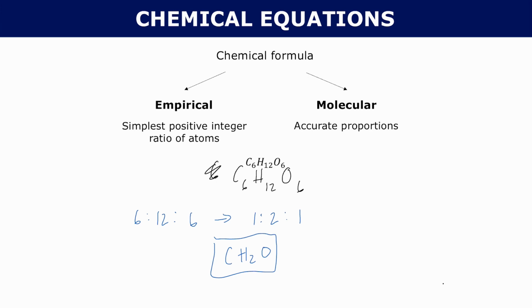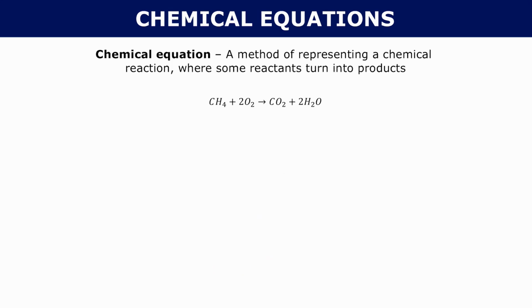All right, let's finally talk about chemical equations. So a chemical equation is a method of representing a chemical reaction where some reactants turn into products. And you have an example right here. So you have methane reacting with oxygen to produce carbon dioxide and water. This is the type of reaction that we call a combustion reaction, and we'll talk about types of reactions later in a different unit. But this chemical equation is telling you that methane reacts with oxygen to produce carbon dioxide and water.